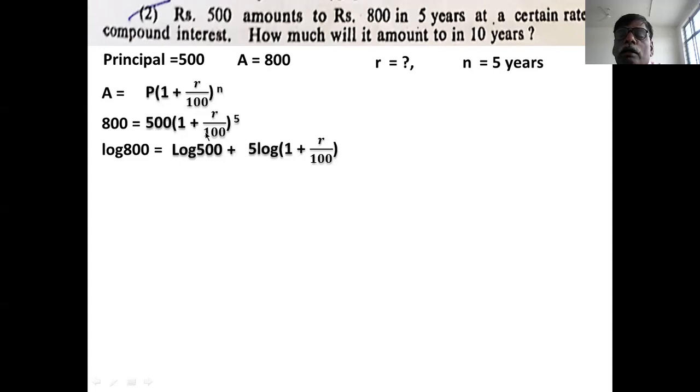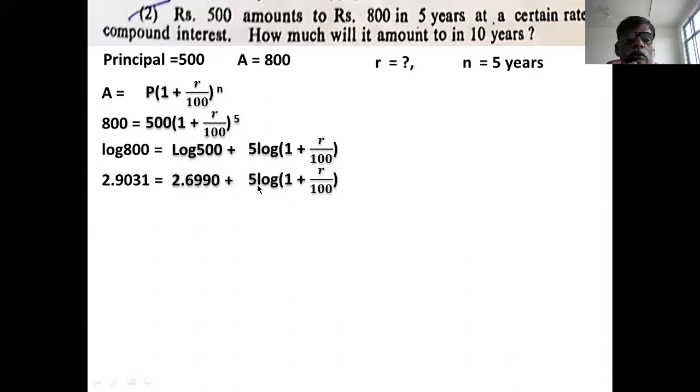So directly apply the logarithm, considering the bracket itself as one term. So log 800 equals log 500 plus 5 log (1 plus R by 100). Log 800 value is 2.9031 if you see in the logarithm table, and log 500 is 2.6990. You see the logarithm table and check it.